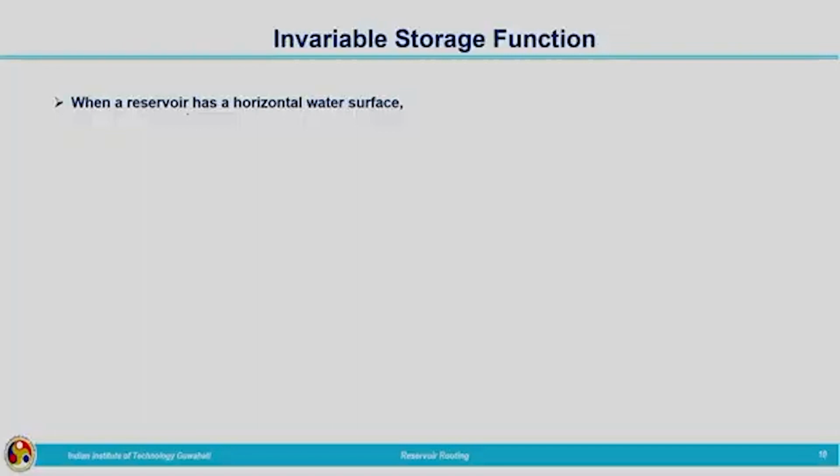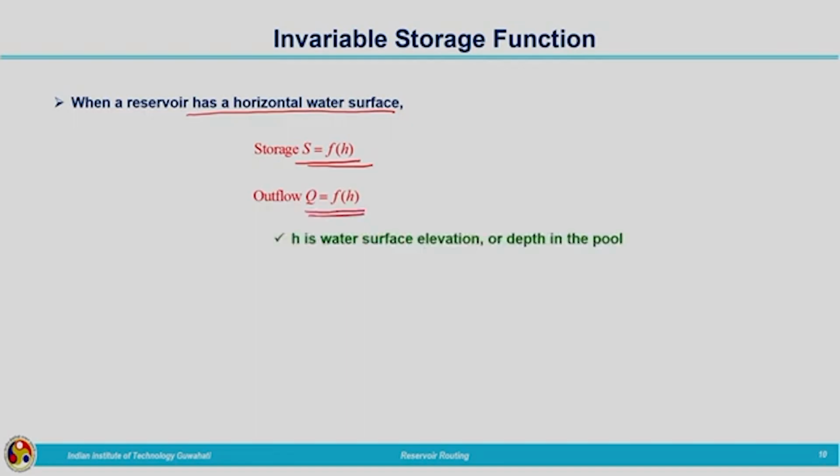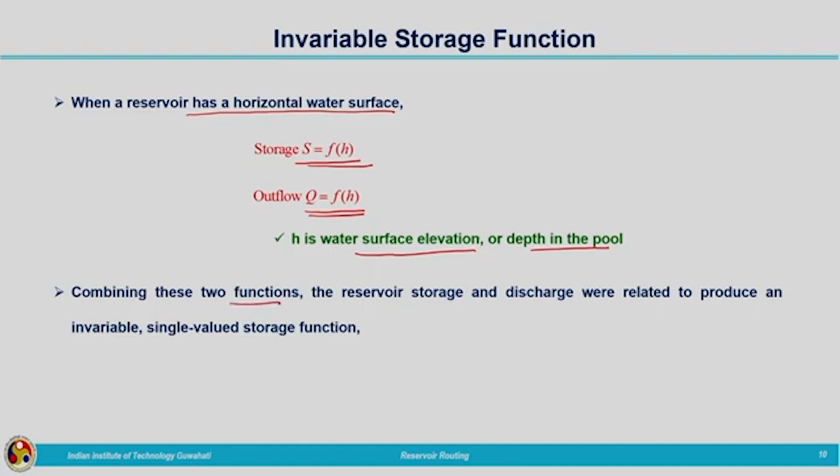Now, when a reservoir has a horizontal water surface, storage is a function F of H, that is, storage is a function of water surface elevation H. Outflow is also a function of water surface elevation. This we have already seen. H is nothing but the water surface elevation or depth in the pool. Combining these two functions, the reservoir storage and discharge are related to produce an invariable single valued storage function, that is nothing but S is equal to F of Q.